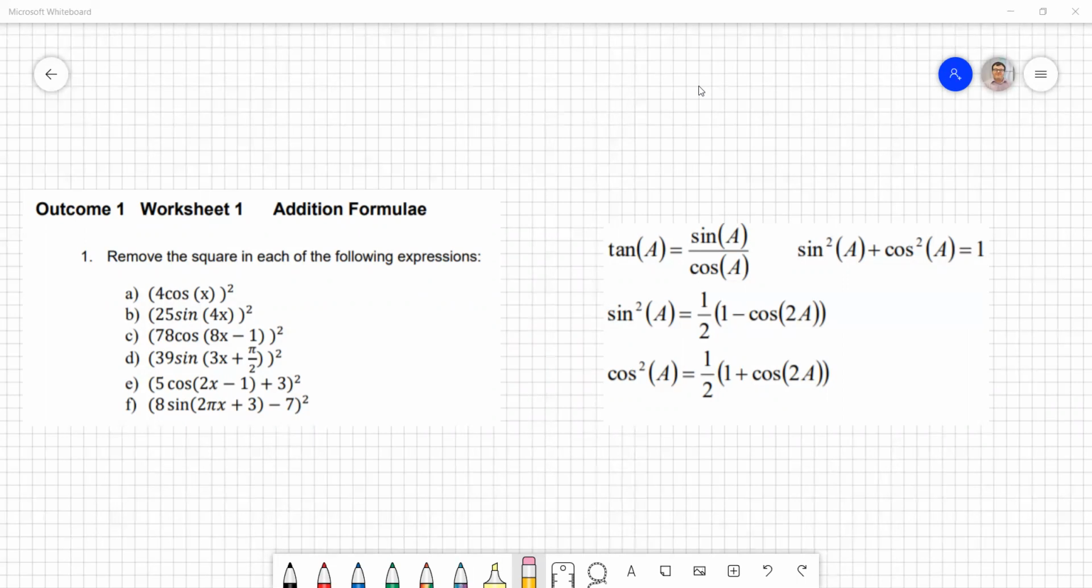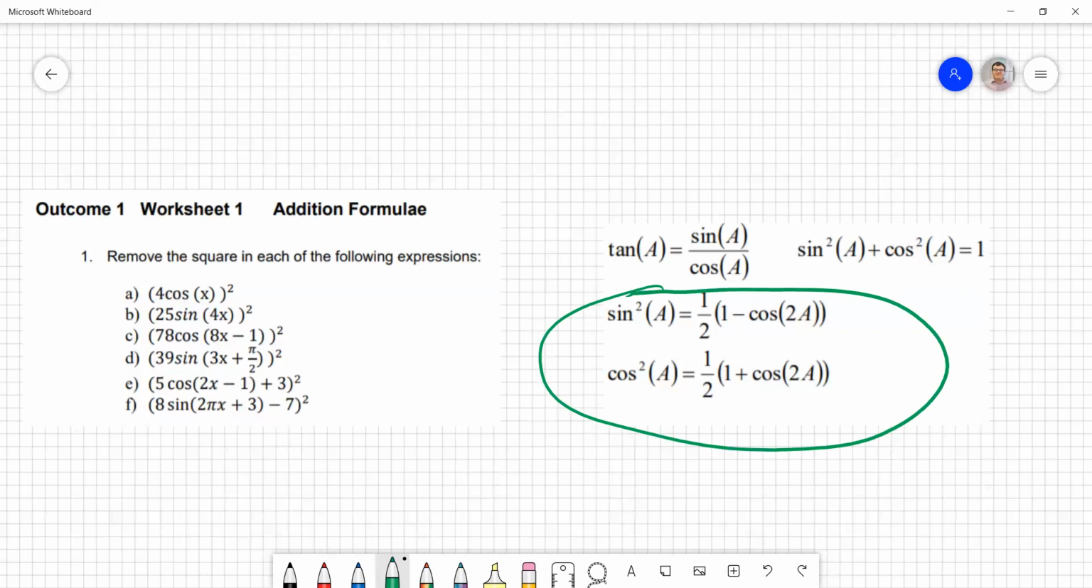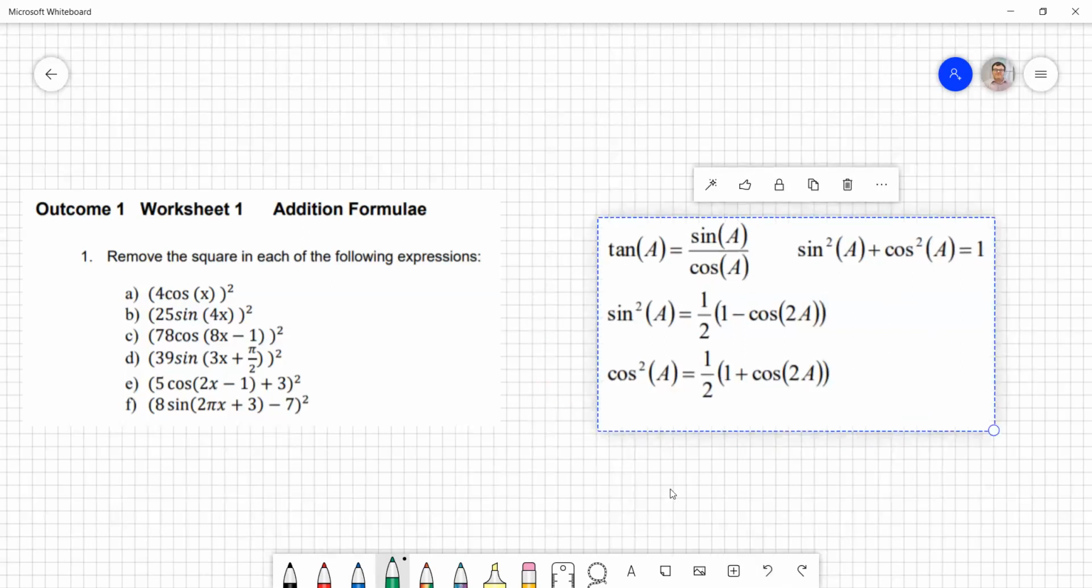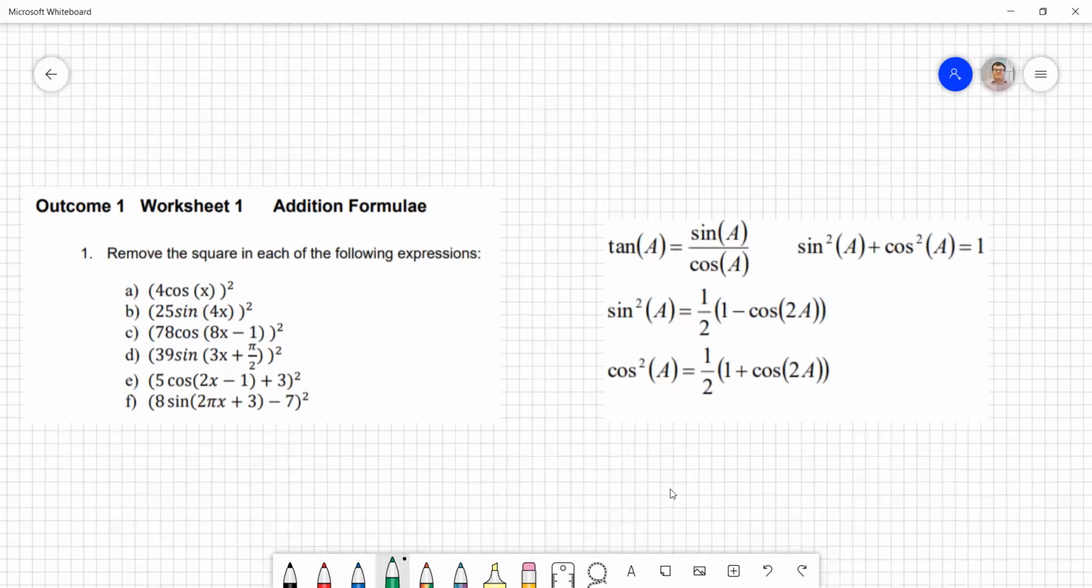So these are the trig identities we may be making use of, and in particular, we'll be making use of the latter two on the page. Let's work through the questions in turn, explaining how we're going to use these identities to solve the problems.